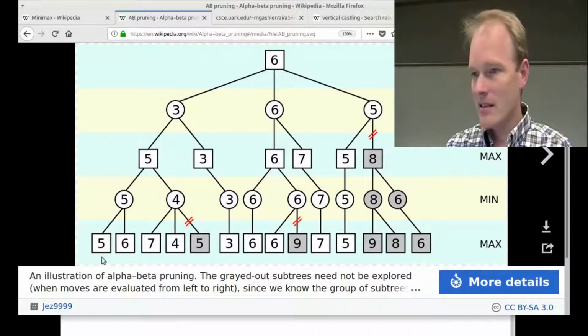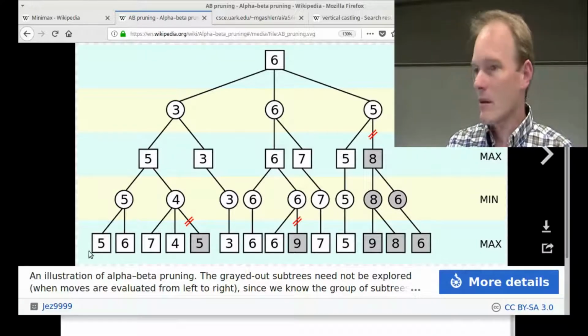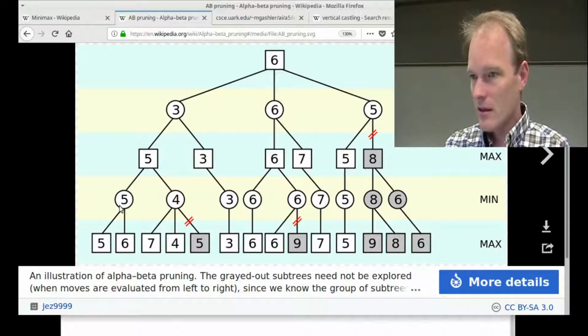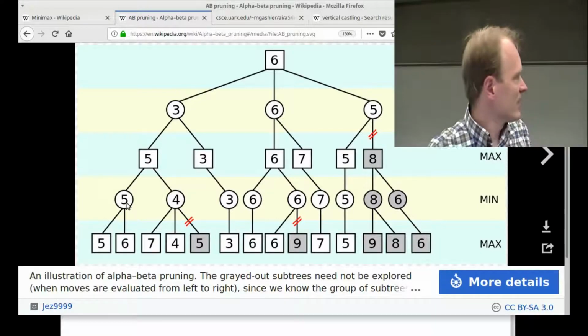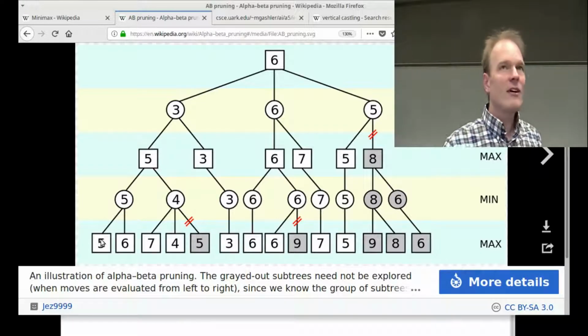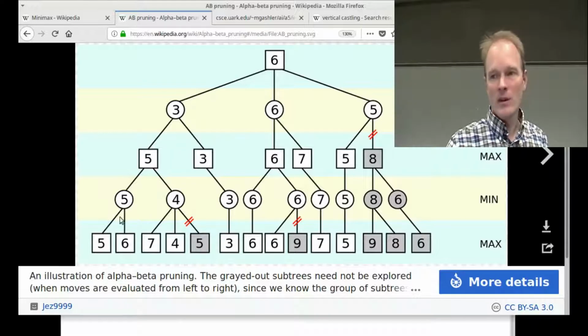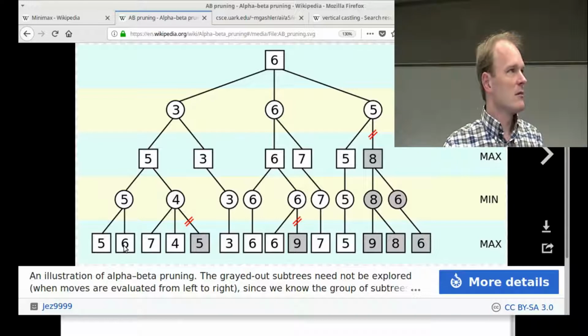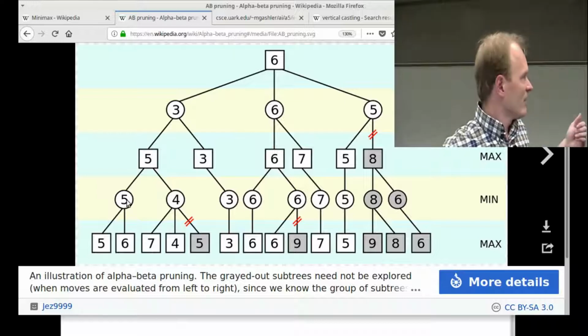Well, this is the maximizing agent, right? And the caller is the minimizing agent. So is the caller going to choose that 5? We don't know. It depends on what the next one is. So should the caller recurse into this node? Yes. Well, now we have a 5 and a 6. Which one is this caller going to choose? The 5. Therefore, the utility of this state is a 5.